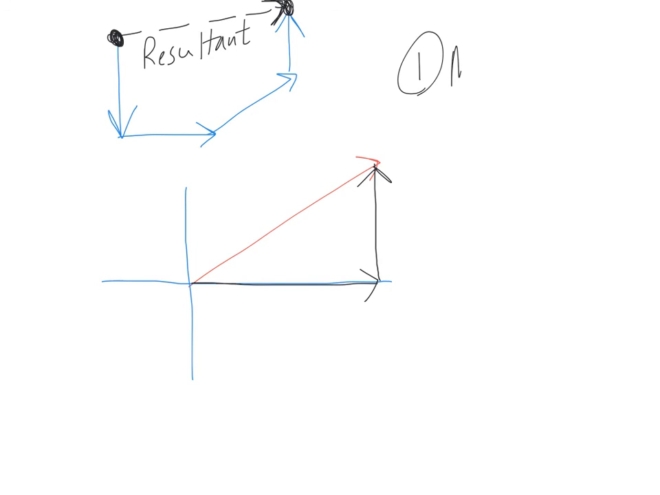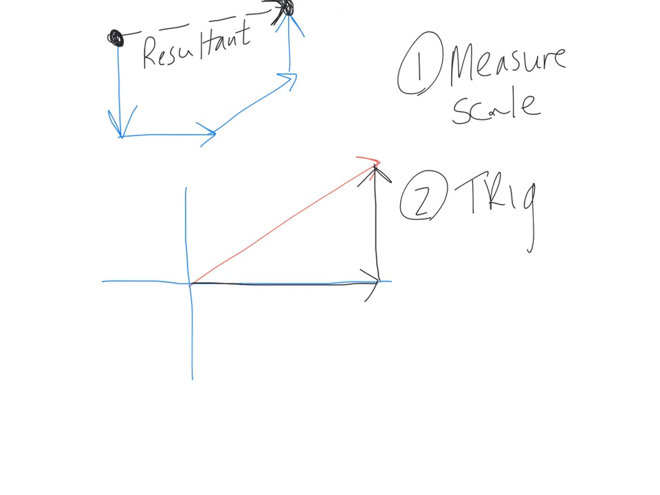You can measure using your ruler and use the scale that is given to find the number, or you can use trig and your trig functions, a squared plus b squared equals c squared, and then all of the trig functions, which we will go over together in class to figure that out.